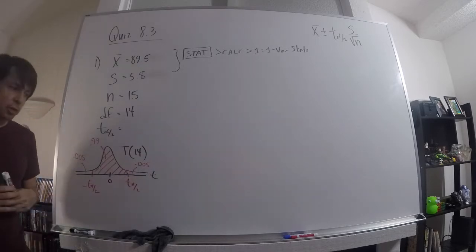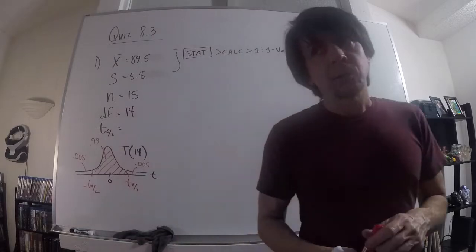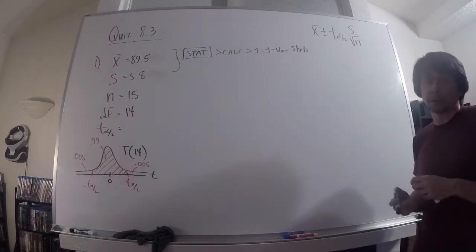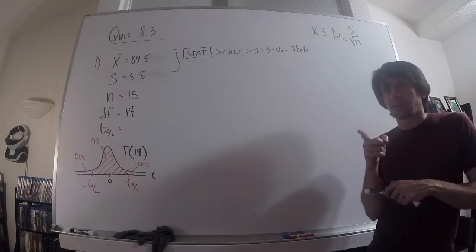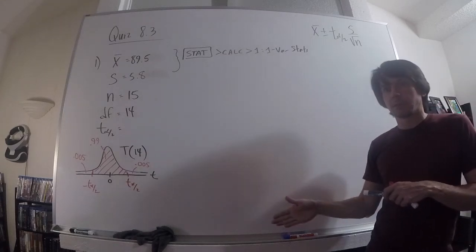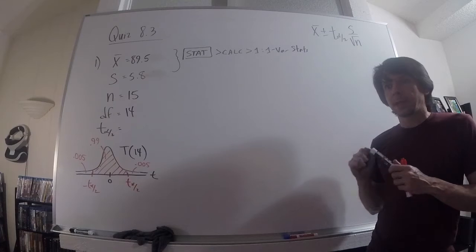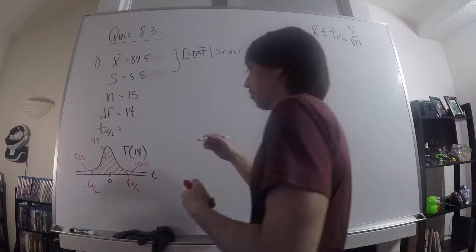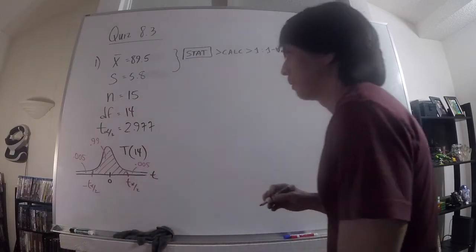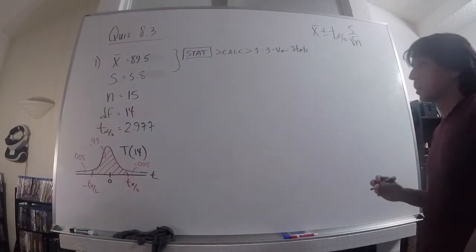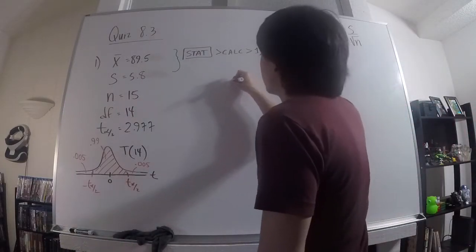If you have the function on your calculator, you can use that and you won't need to rely on nice values, but it will be anyway. Anyway, I'm looking at my table over there. 0.005 is the far right column. 14. 2.977 is what I got. Okay, and that's it. I just got to assemble it for number 1 via this formula.